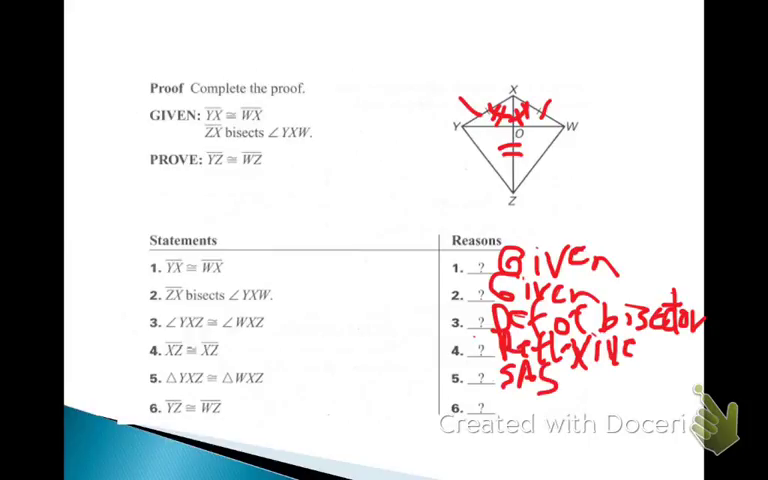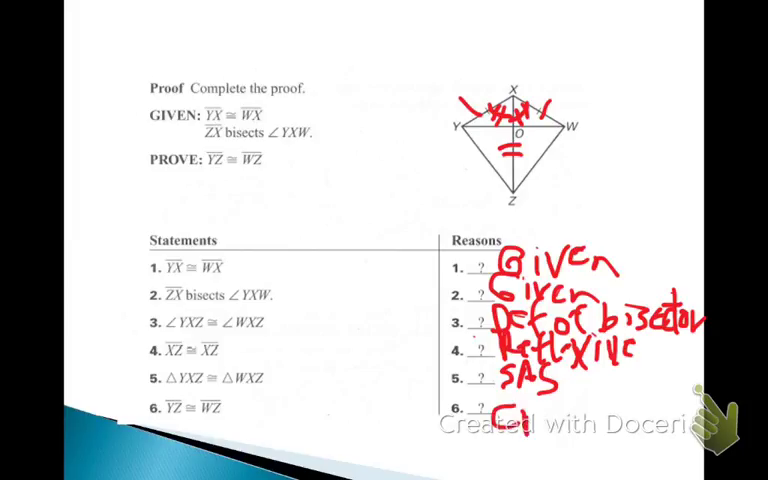Then we're going to say YZ is congruent to WZ. Why do you think I'm going to say they are congruent? They weren't originally marked congruent. We didn't show it in our proof, but we have the two congruent triangles. So what do you think that reason is going to be? Trent, what do you think it's going to be? CPCTC. Yeah, that's CPCTC.